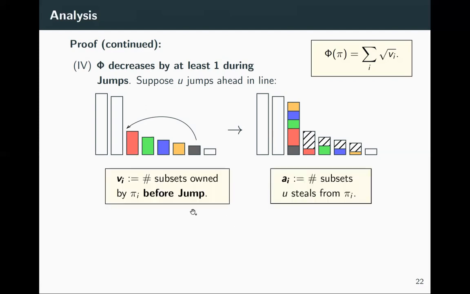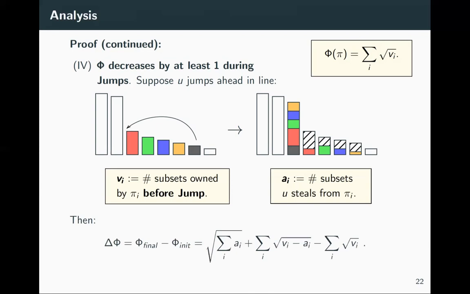Let's define vi, as we did before, as the number of subsets owned by pi i, i.e. the vertical bars, in this before picture. So before u jumped over. Let's let ai be the number of subsets that u steals from pi i when it's jumping over. In other words, this hatched region over here. The change in the potential is phi final minus phi initial, which is this expression.